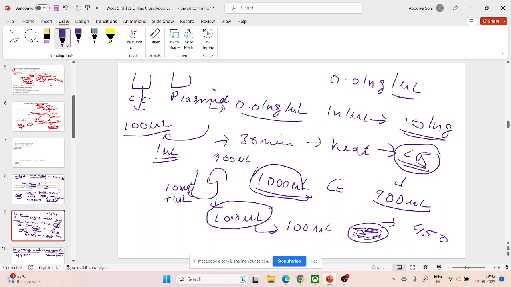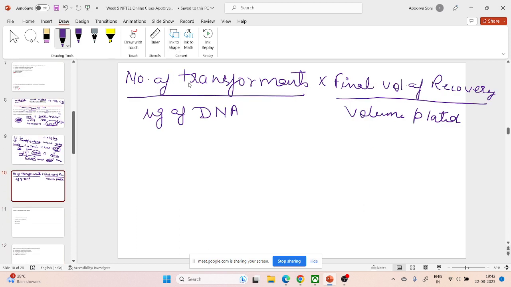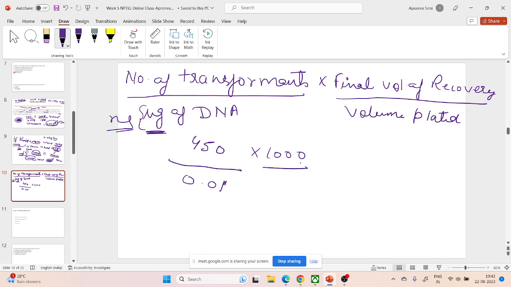Yes, ma'am. Now, the formula is number of transformants upon micrograms of DNA, which is very important, into final volume of recovery upon volume plated. The number of transformants, which signifies the number of colonies obtained after transformation, is 450 in the question. Micrograms of DNA? We have nanograms of DNA as of now, and we will convert it to micrograms later, so that is 0.01. Final volume of recovery is 1000 and the volume plated is 100. When you calculate it, you will get 4.5 into 10 to the power 5.